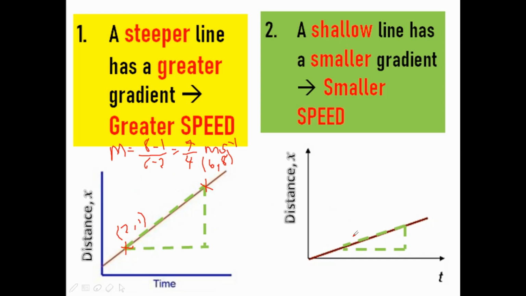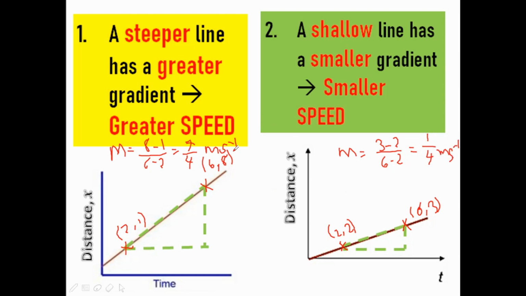And how about the second graph? Second graph here has a less steep line. A shallow line has a smaller gradient, means smaller speed. For example, to find the gradient, we must at least have 2 points. So let's say these 2 points. The coordinate of this point is 2, 2. The coordinate of this point is 6, 3. Then to find the gradient, m is gradient, y2 minus y1, 3 minus 2, over x2 minus x1, 6 minus 2. Then you will have 1 over 4 meter per second.